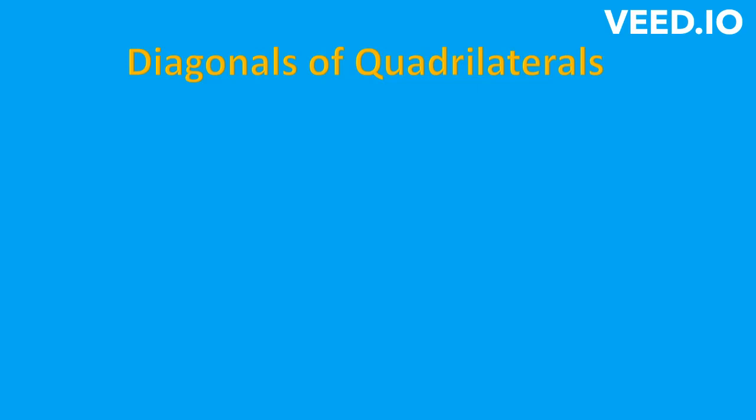Today, let's learn about the diagonals of a quadrilateral. We have a quadrilateral here. It has vertices. One vertex is here, the second vertex, the third and fourth vertex. When you join two opposite vertices, you get a diagonal. So we have two diagonals here, intersecting each other at a point or cutting each other at a certain point.